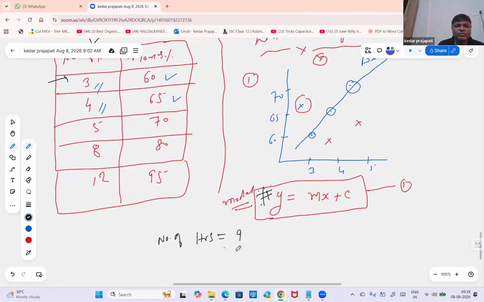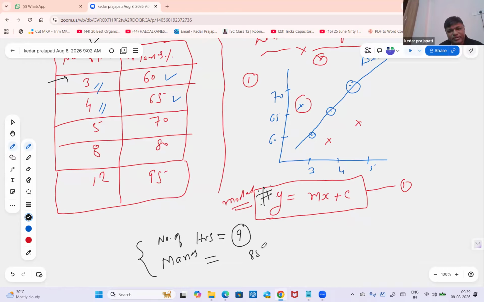If the number of hours is 9, then what will be my output? What will be the marks? So this is a prediction that you are asking the machine on some data that is not available here. Definitely the machine will give an answer between 80 and 95. Suppose it gives 85%. It means the model is working now. This is the prediction of the model.